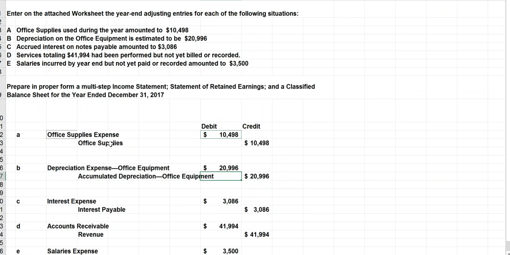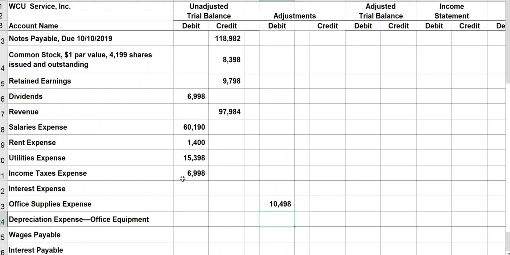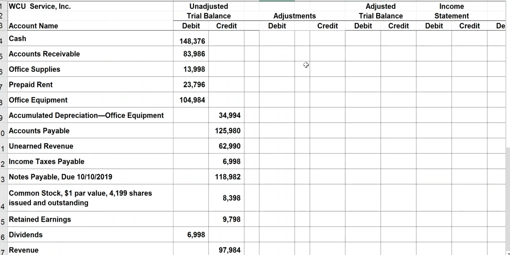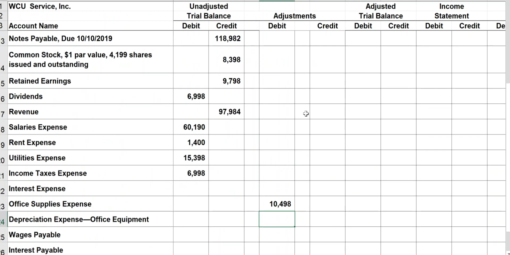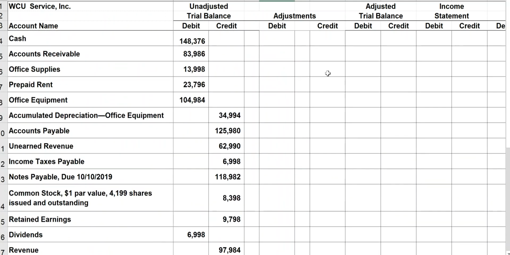My credit is office supplies, so I'm going to go to my worksheet. I'm going to find office supplies, and I'm going to credit that in the credit section of the adjustments column.